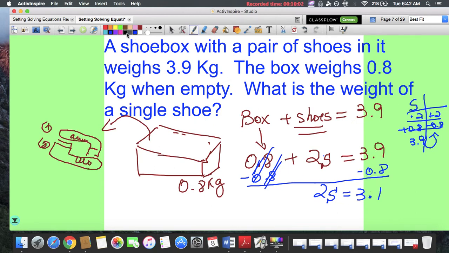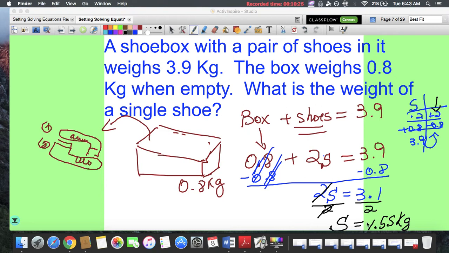What do I do now? Now I'm going to divide, right here, look here. I'm going to divide by 2, and I'm going to divide by 2. So 2 divided by 2 is 1, so I have S is 3.1 divided by 2. You can do that in your calculator, so it's going to be 1.55 kilograms. So 3.1 divided by 2, use your calculator, you're going to get 1.55.